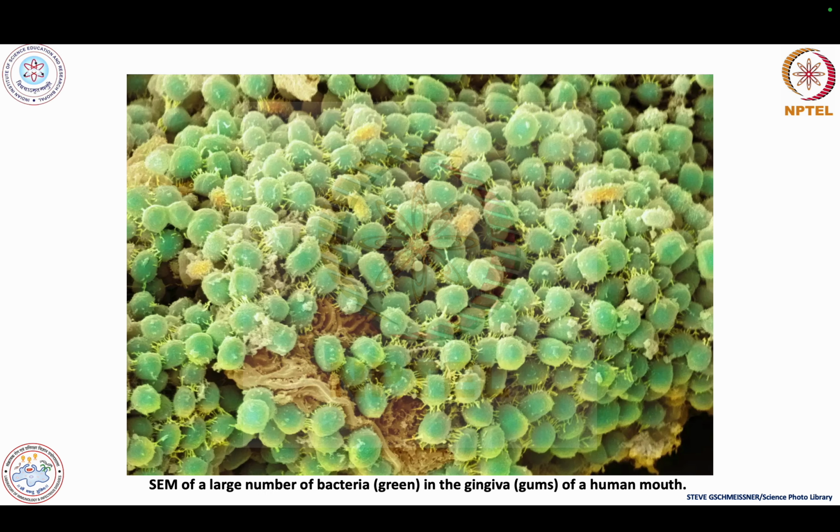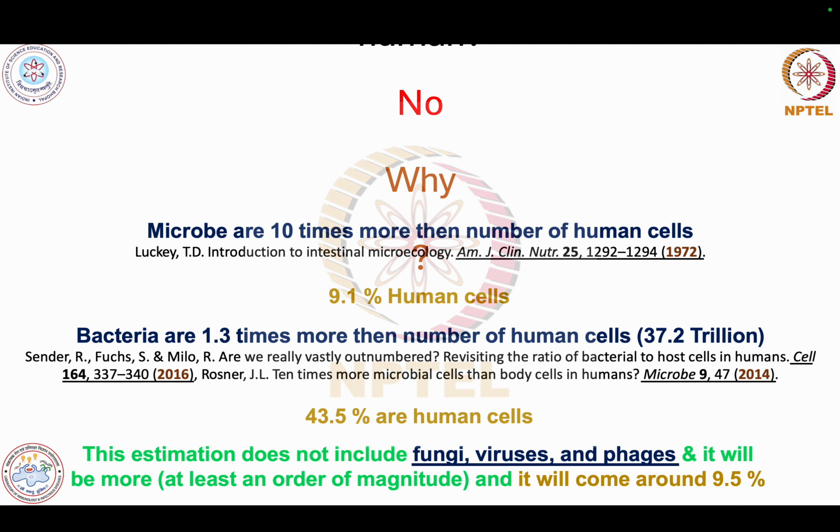So there are different kinds of bacteria, viruses, and fungi surrounding us. This is a representative scanning electron microscope image of a large number of bacteria. These greens are bacteria in the gingiva. Gingiva means gums, in the gums of a human mouth. Could you imagine the amount of bacteria residing in our body? In a human mouth, this number of bacteria are there. So there should be some defense system that protects us against this, right? So we have this innate immune system.